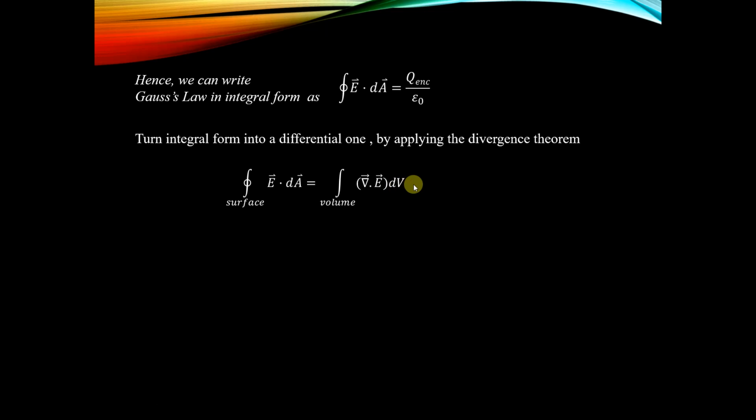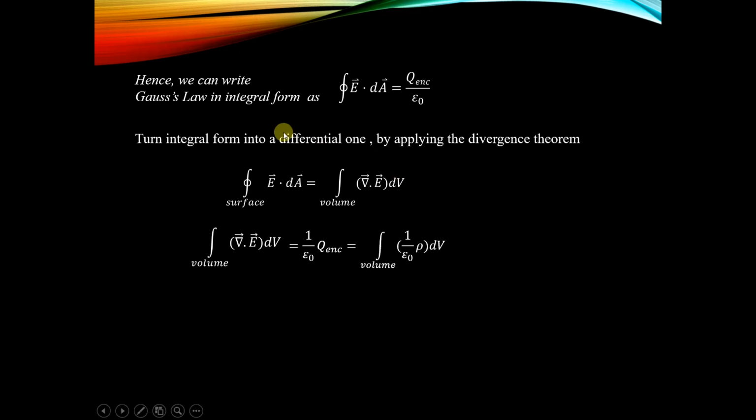Now we can say that volume integral del dot E dV is equivalent to Q by epsilon naught, the enclosed charge divided by epsilon naught. Instead of the closed surface integral E dot dA, we replace it by this volume integral del dot E dV. So we get volume integral del dot E dV is equal to 1 by epsilon naught into Q enclosed.